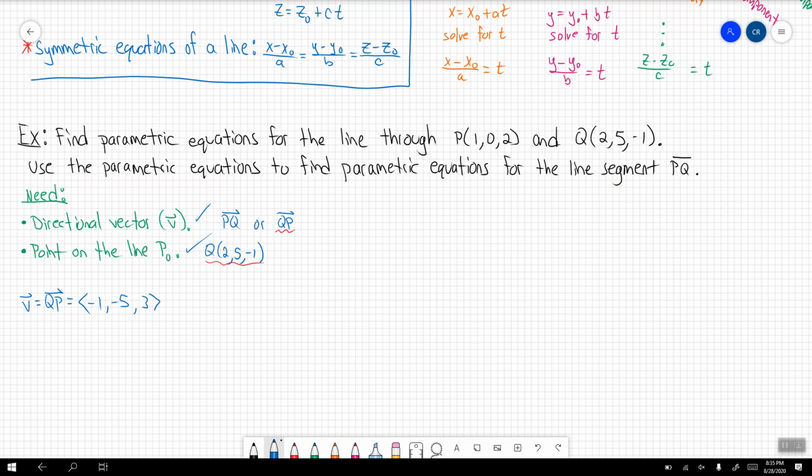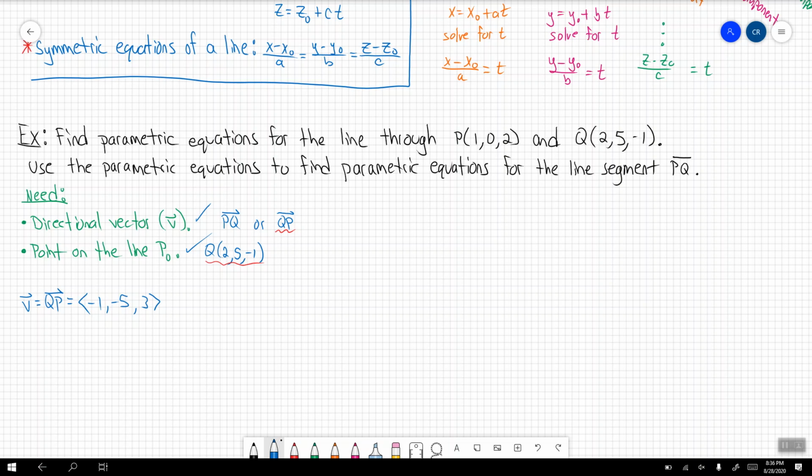Great. So I have my directional vector. Awesome. Now I have my point on the line. Since I have my point on the line, I can now generate that vector that will be shot from the origin to that point. In other words, it's going to give me my displacement vector. And that's what I really need this point on the line for.